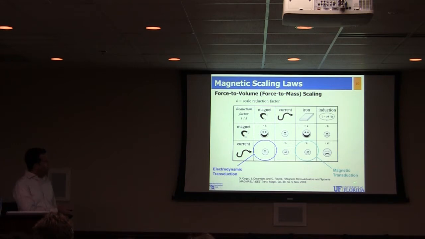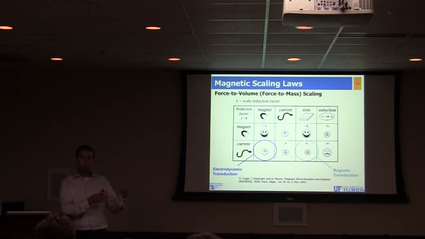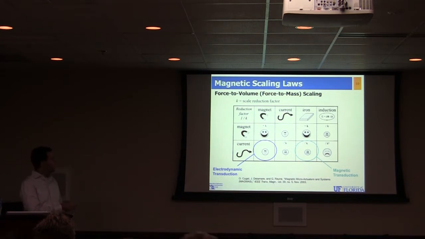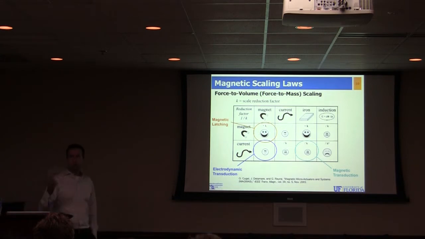Magnetic transduction, on the other hand, actually has an unfavorable scaling, just from simple scaling laws. And so most of what would be called magnetic MEMS that you find in the literature actually make use of this magnetic actuation principle. There's usually a coil with a soft magnetic piece of iron, and they're trying to actuate that iron. And unfortunately, that just doesn't scale very favorably, just from dimensional scaling laws. Hence the frowny face.